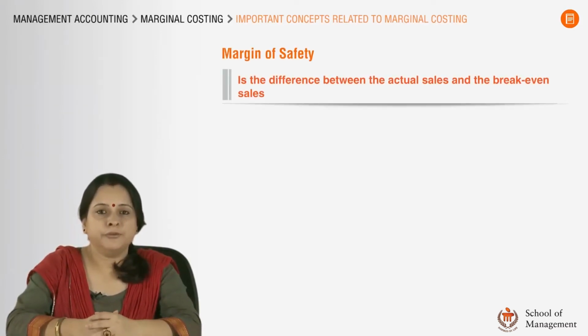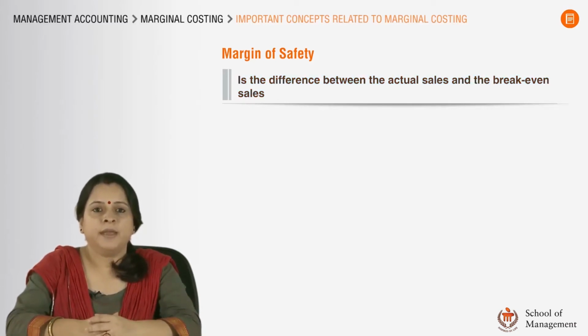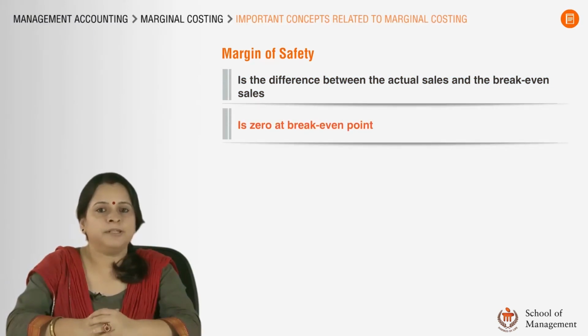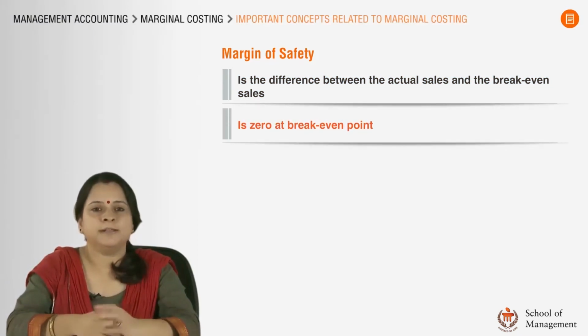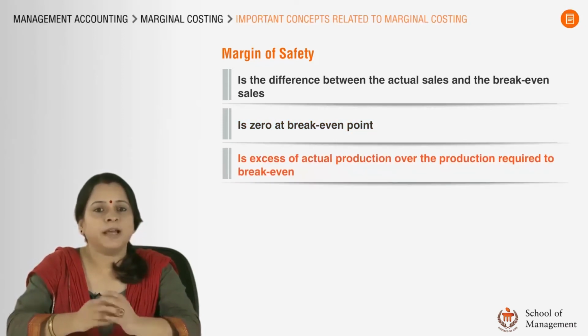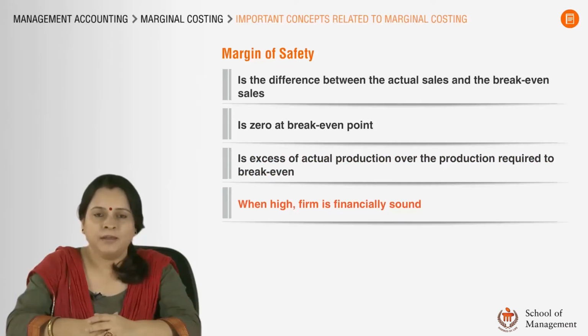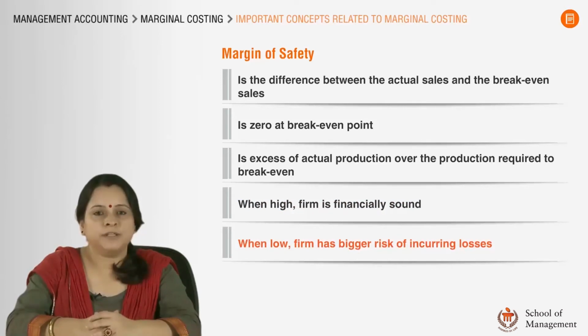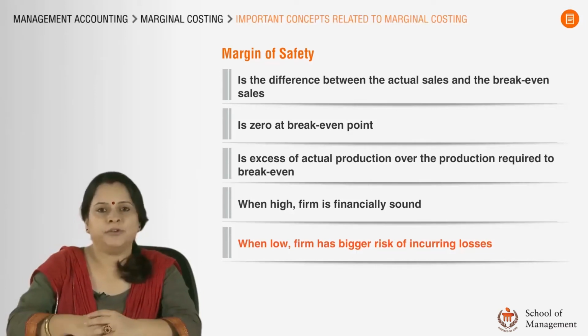Margin of safety is the difference between sales and the sales required for break-even. At break-even point, margin of safety will be 0 because actual sales would be exactly equal to break-even sales. So, margin of safety is the excess of actual production over the production required to break-even. If margin of safety is high, that means the firm is financially sound. On the other hand, if the margin of safety is low or minimal, the firm has a bigger risk of incurring losses should the sales start dropping.